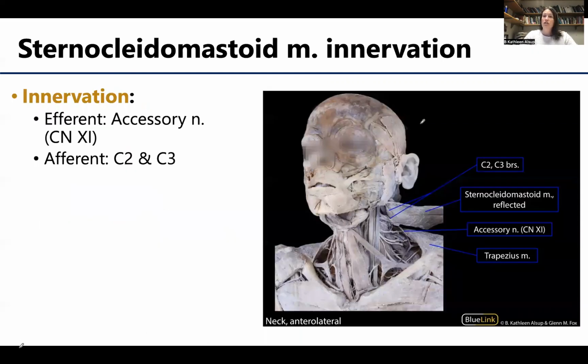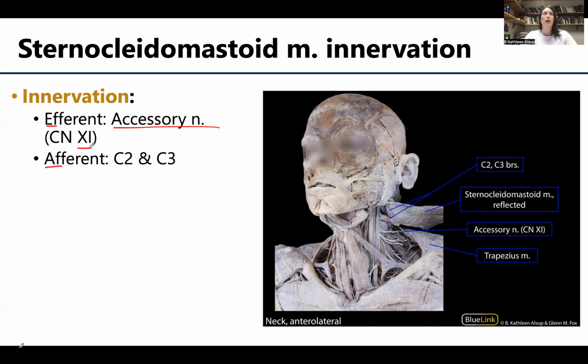In terms of innervation, sternocleidomastoid is unique with its friend the trapezius on the back in that it is going to have a separate efferent or motor innervation from the afferent or sensory innervation. Remember, when we're talking about sensory innervation of a muscle, we're mainly focused on proprioception in that region. So the efferent innervation or motor innervation is coming from the accessory nerve or cranial nerve 11.